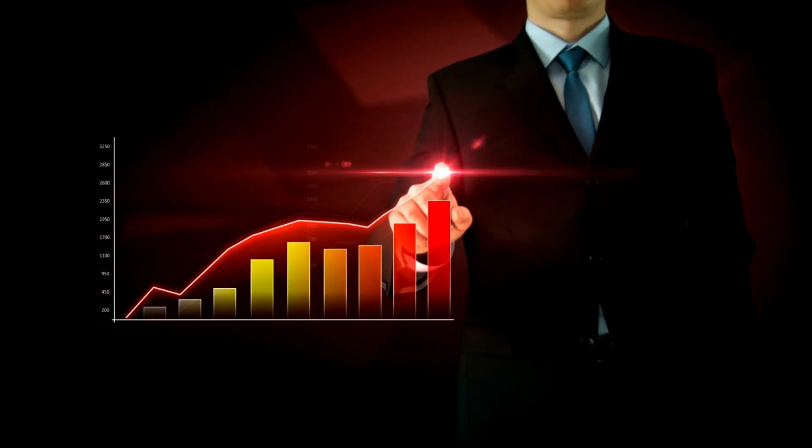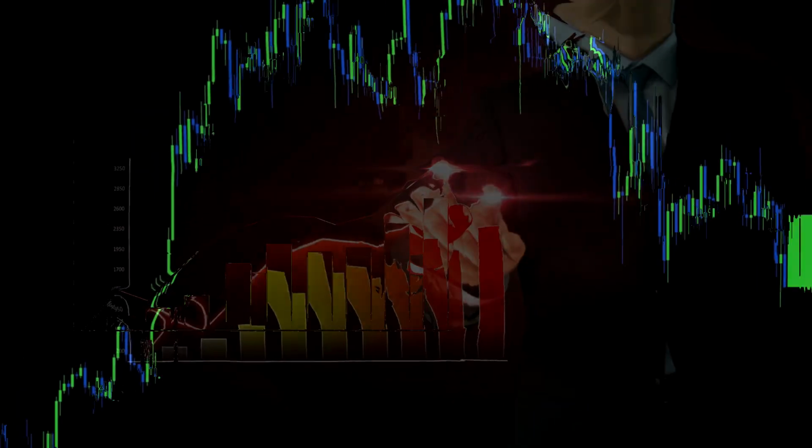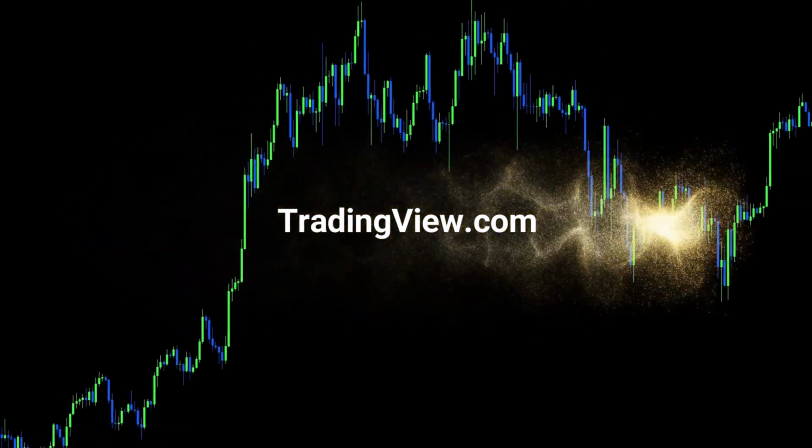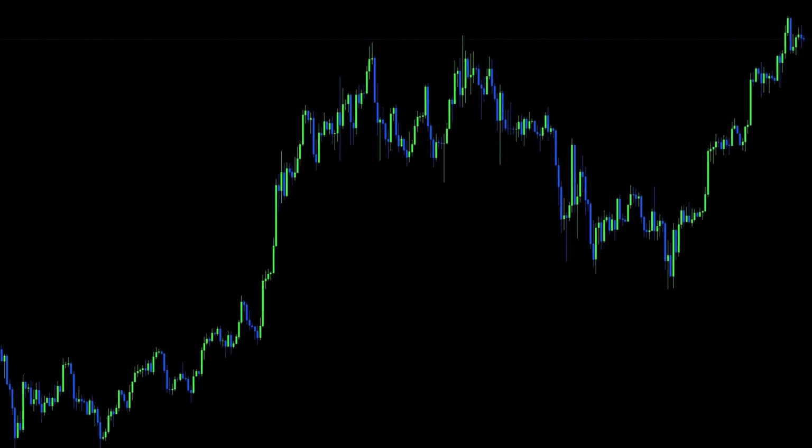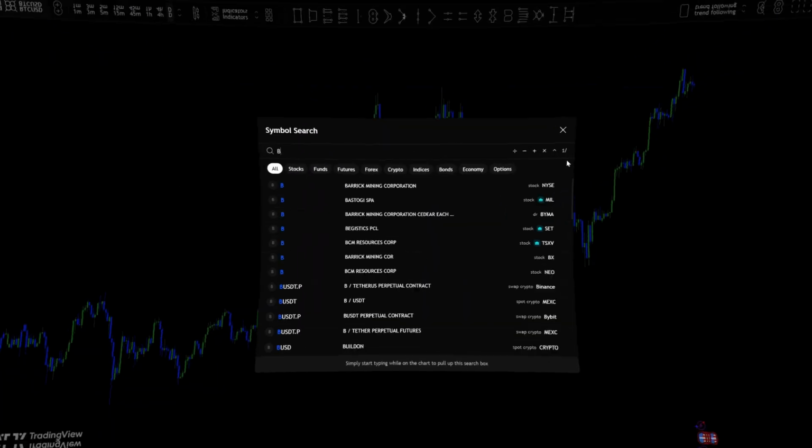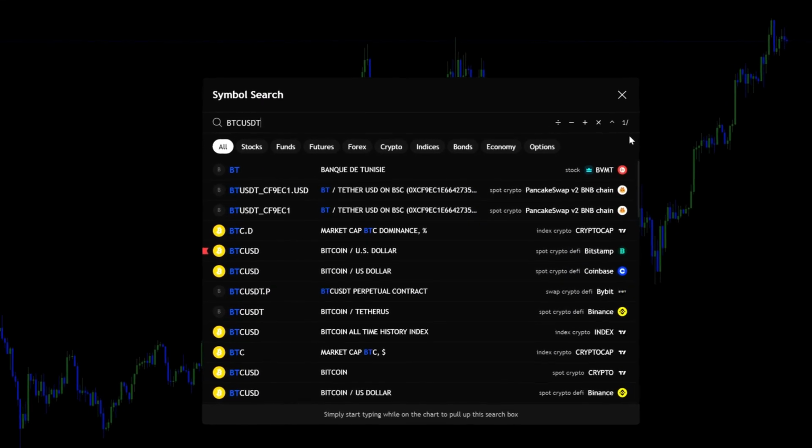Now, to make all of this happen, we're going to be using the TradingView platform. It's super popular and for good reason. It's got all the tools we need. For this example, we're gonna focus on Bitcoin on a 15-minute time frame.